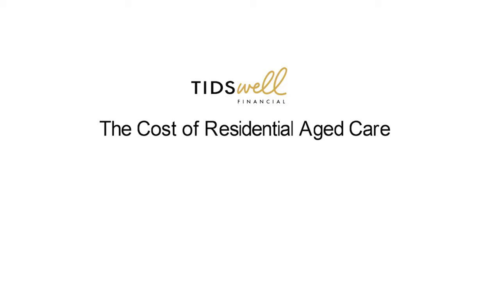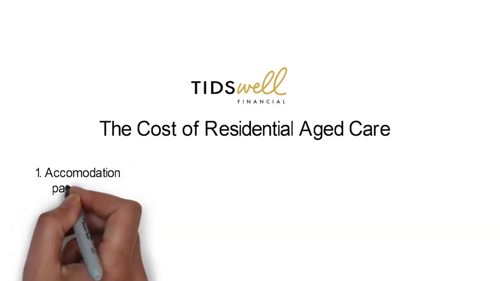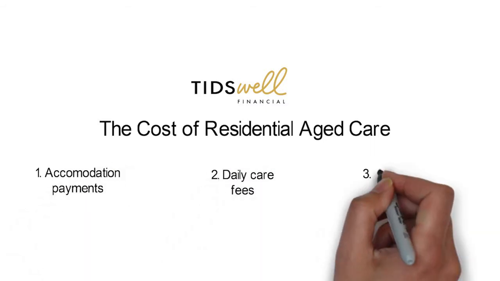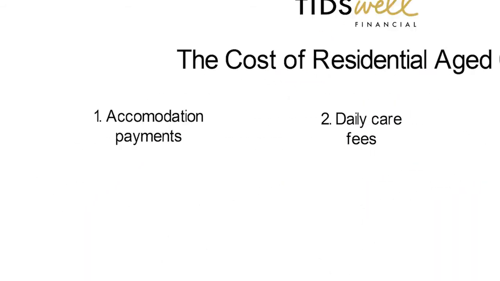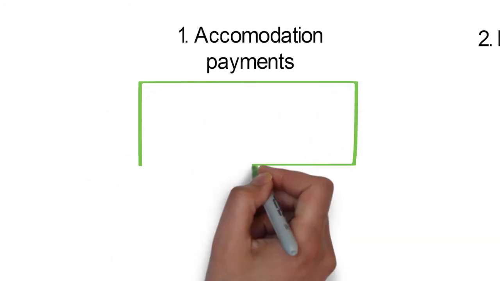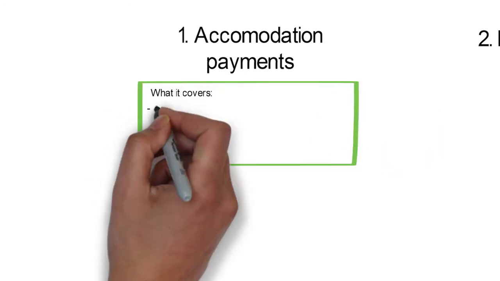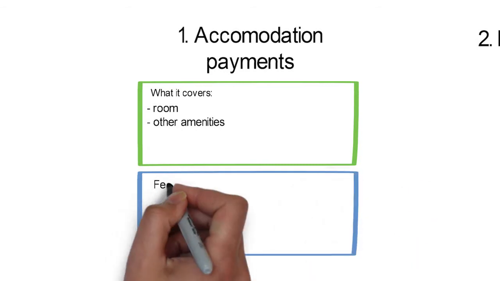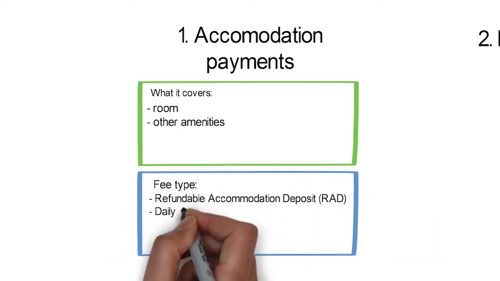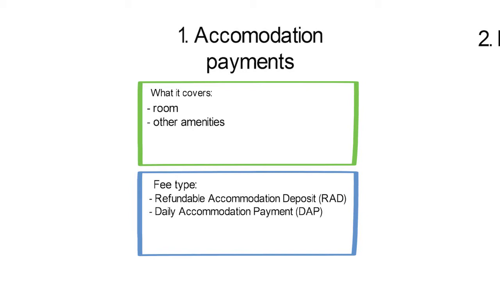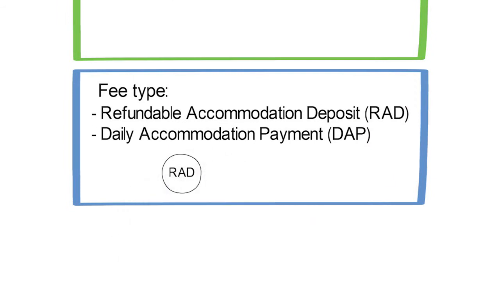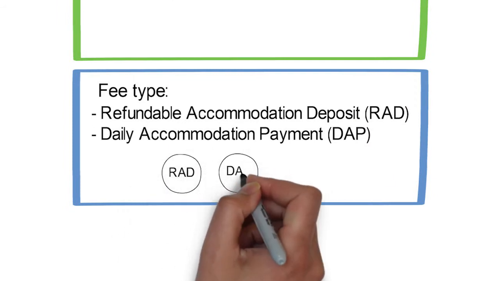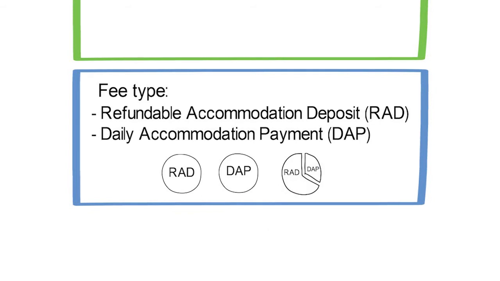Your contribution to the cost of your care can be divided into three broad categories: accommodation payments, daily care fees, and additional service fees. Accommodation payments. These payments cover the cost of your room and other amenities. This will be quoted as a lump sum called a refundable accommodation deposit, or RAD, as well as the equivalent daily accommodation payment, or DAP. Once you have been offered a place and agreed on the accommodation payment, you can choose whether to pay the lump sum or the daily payment, or a combination.